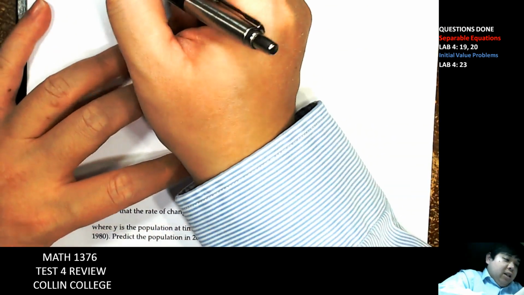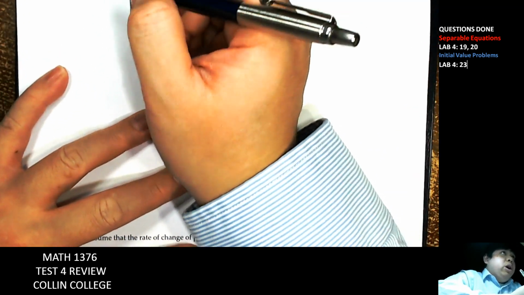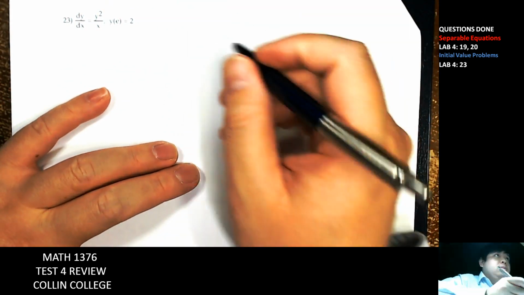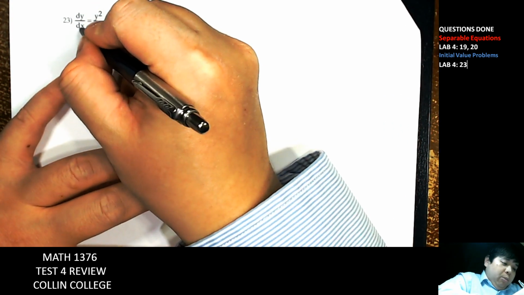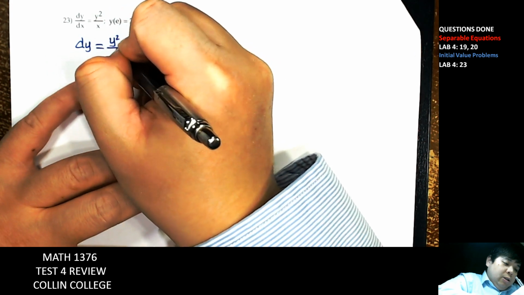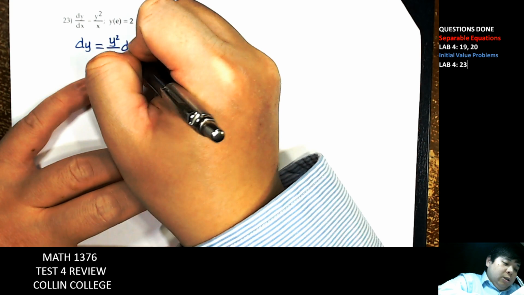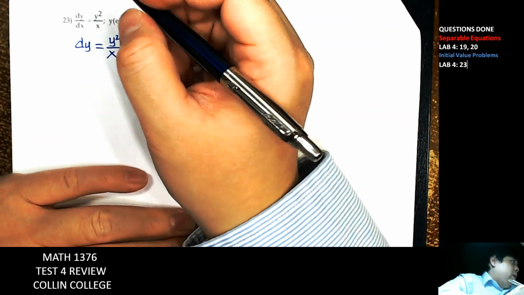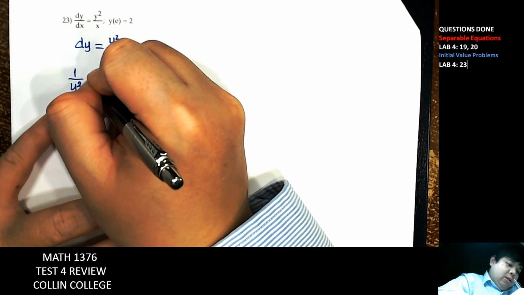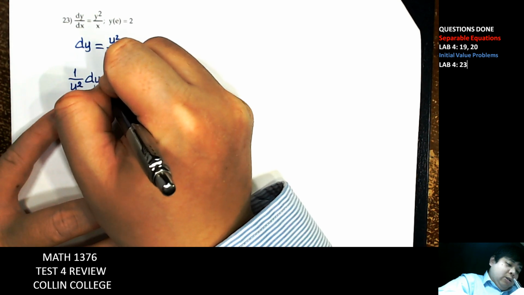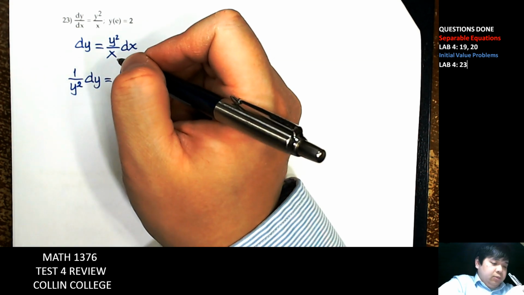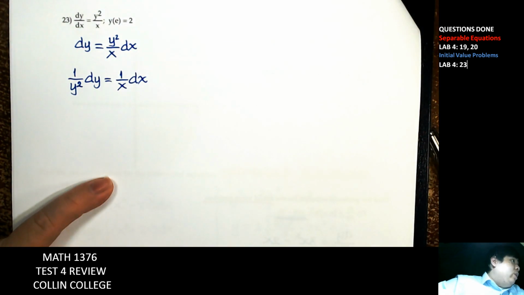Right. Next, this one is also a separable equation. Number 23. So what do I do? Move the dx over, and divide by y squared. Right. And then we integrate.